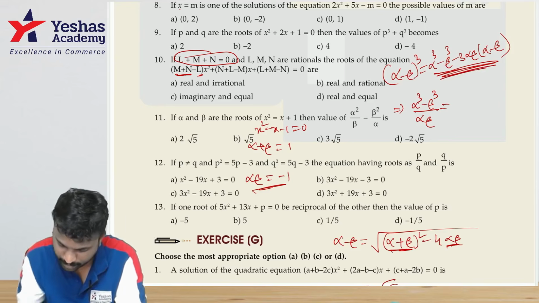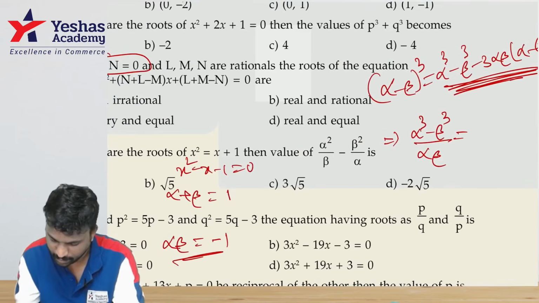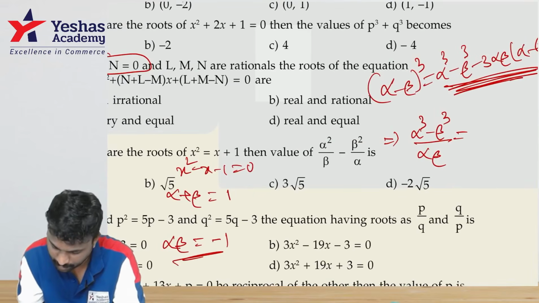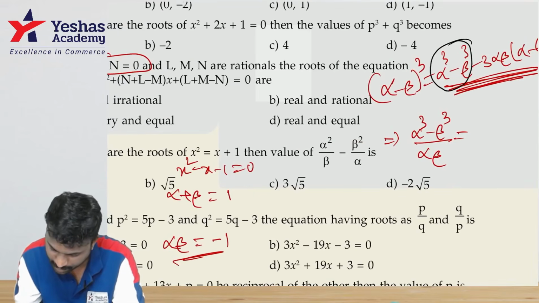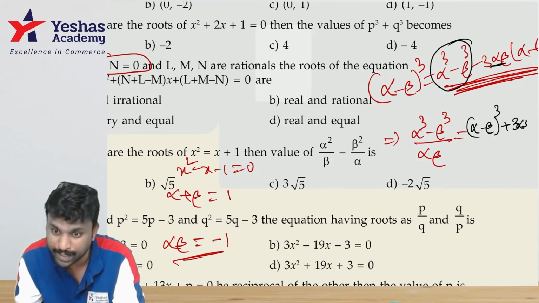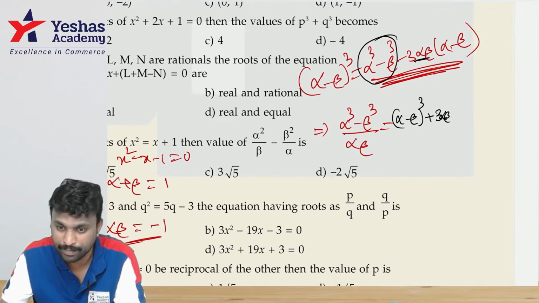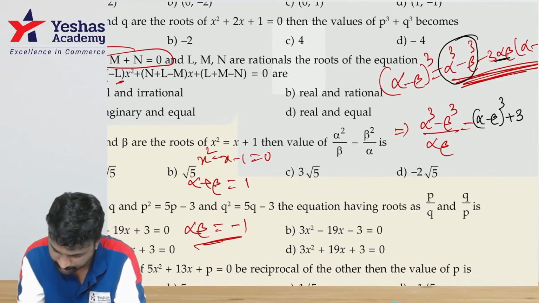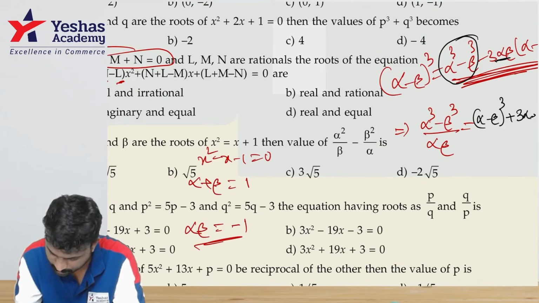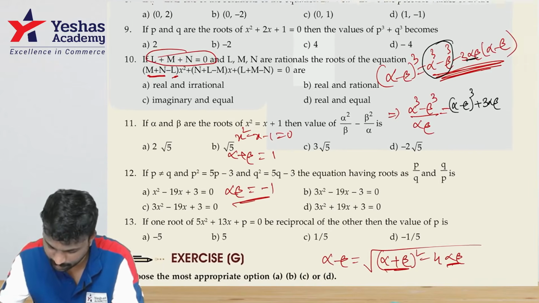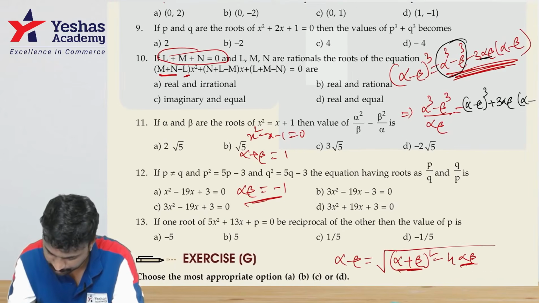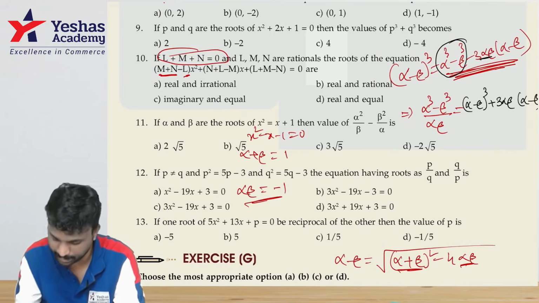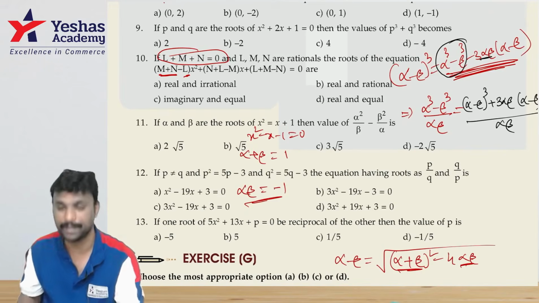What is alpha? Alpha cube minus beta cube is what? Alpha cube minus beta cube is alpha minus beta the whole cube, minus 3 alpha beta, which becomes plus 3 alpha beta on the other side, into alpha minus beta, divided by alpha into beta.